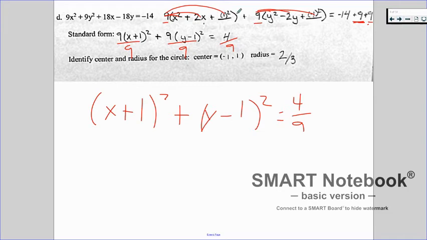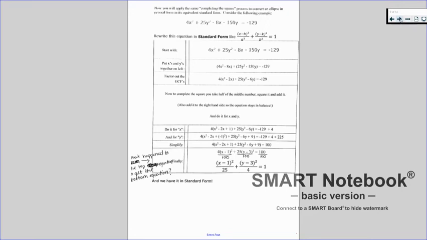So that's what I do if there's a number out in front, and we'll see that on the ellipse in a little bit. All right, now that we've seen that with a circle, we're going to try with an ellipse. What's going to be different with these is we're going to have those coefficients out in front, and they're going to be different if it's an ellipse.